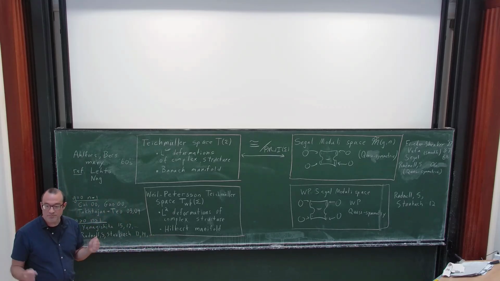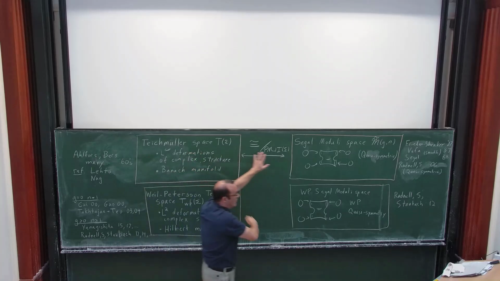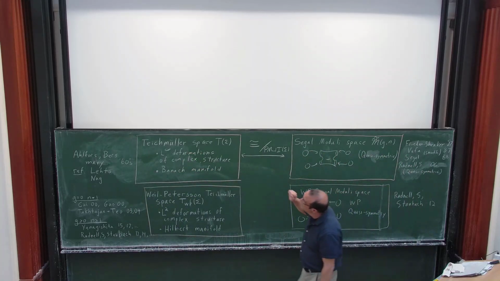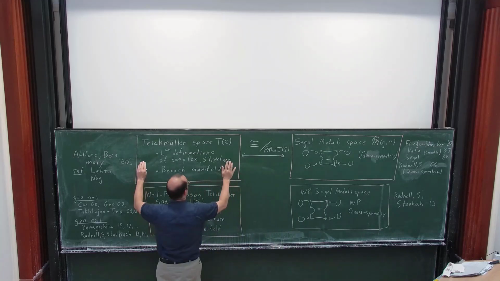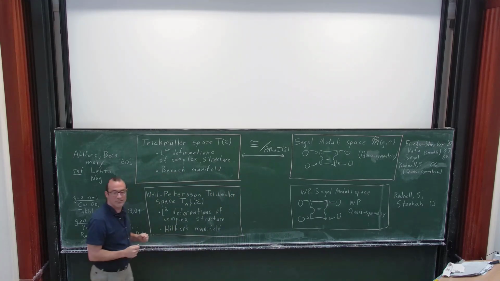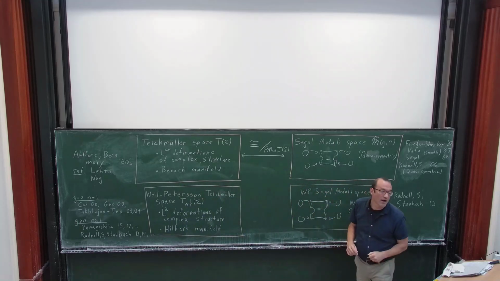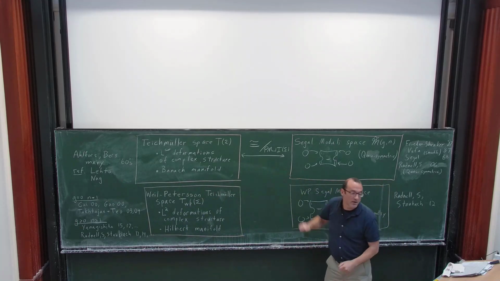Okay, so that's the first part. So today, it's the top row. I'm hoping, I don't know how well it'll go, I'm hoping to talk about the Teichmüller space in the first hour, and then the Segal moduli space and the correspondence in the second hour, and talk about how this arrow works.